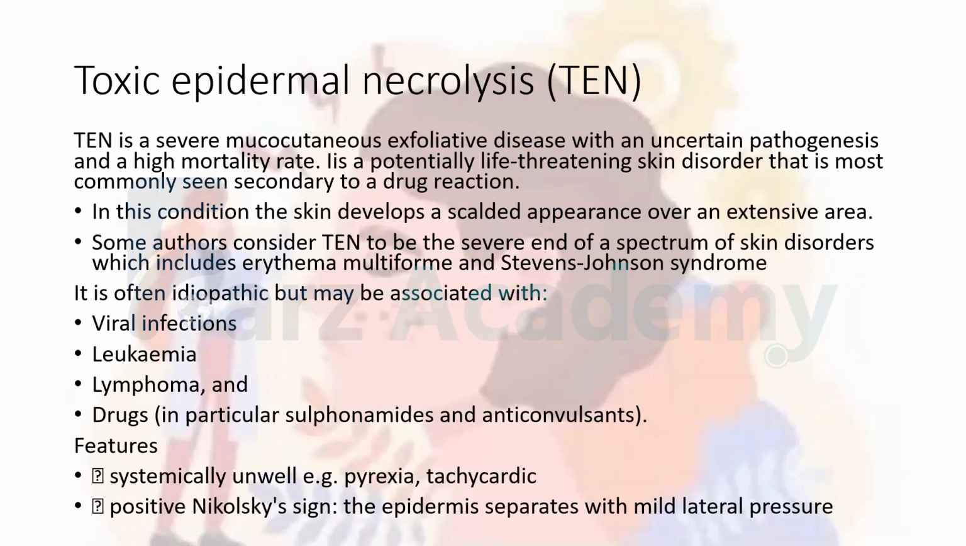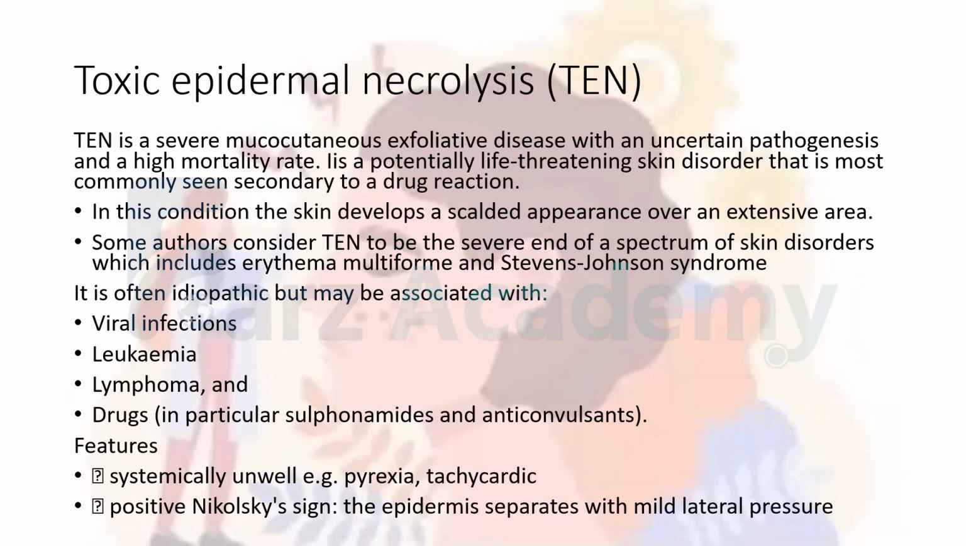Most commonly it is idiopathic, where you will not be able to identify any underlying cause. Other common causes include viral infections, leukemia, lymphoma, and drugs, mainly sulfonamides and anticonvulsants. So, what are the main features that you see? Here, again, patients can have systemic symptoms, for example, pyrexia, arthralgia, tachycardia. They can have tachypnea as well. And because of severe mucosal ulceration, they can also develop secondary infections.